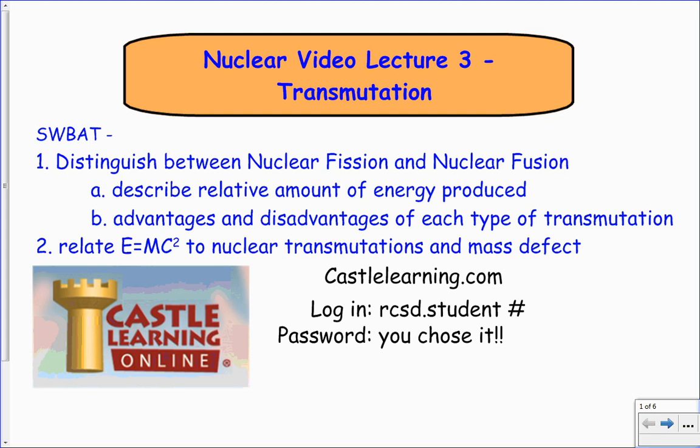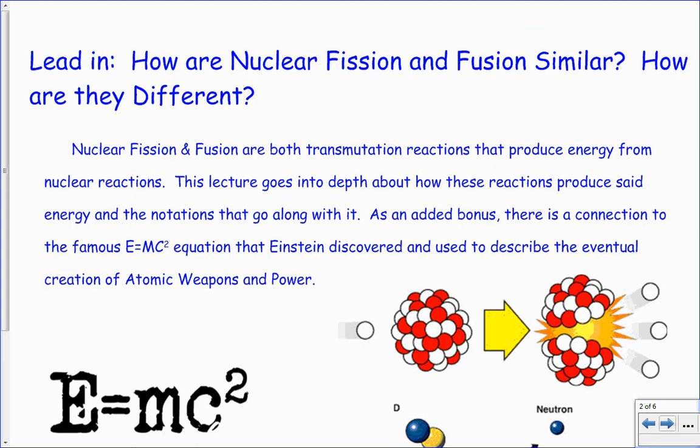Today we're going to look at transmutation, specifically in nuclear chemistry, and even more specifically, artificial transmutation, the kind that us humans get to do. Distinguish between nuclear fission and fusion. Remember, fusion sounds like fuse. That's putting two things together. Describe relative amounts of energy produced, advantages and disadvantages. And then we got to get into Einstein's E equals mc squared to nuclear transmutation and mass effect.